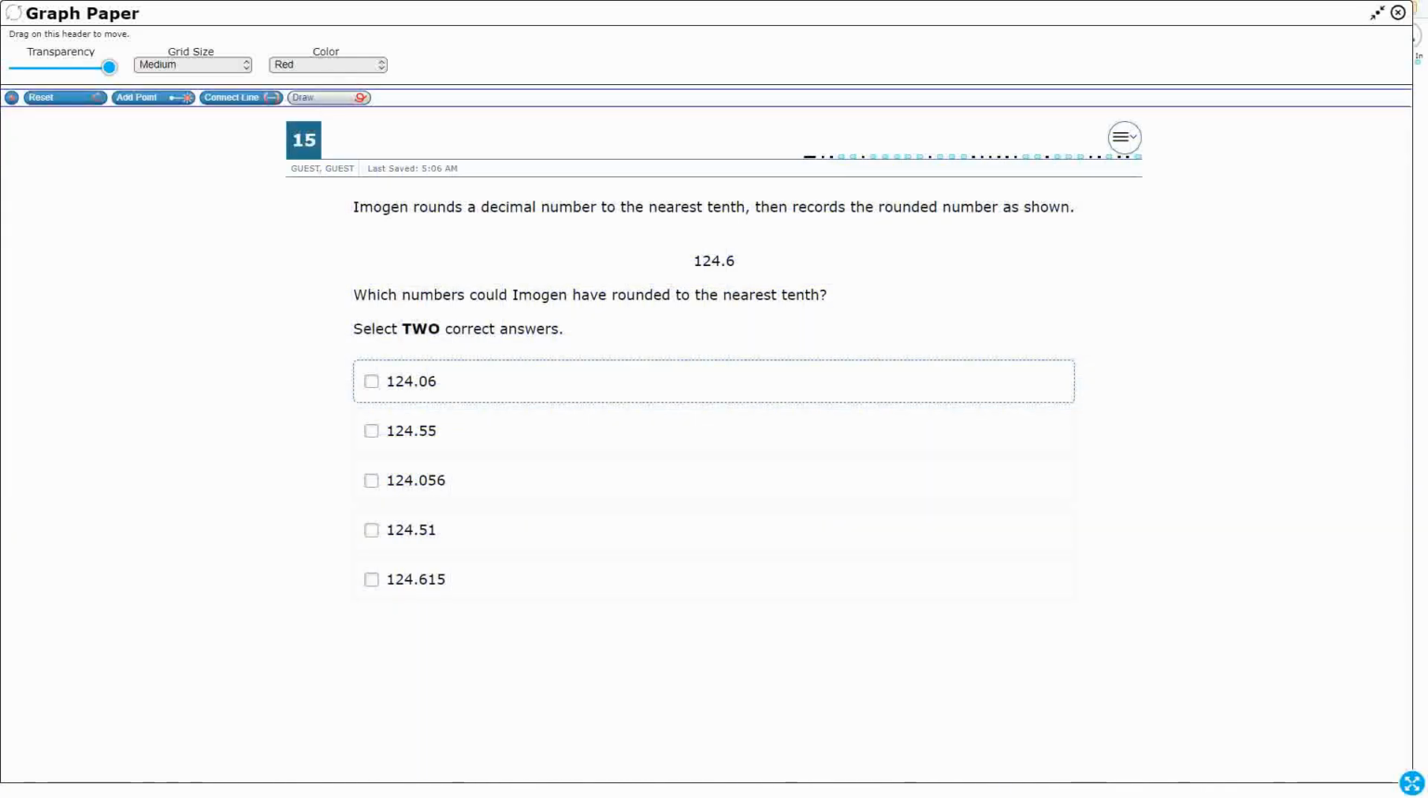So Imogene is rounding a decimal to the nearest tenth, and then this is what we get. So our answer to the nearest tenth is 124 and 6/10. So which two numbers could she have rounded to the nearest tenth? All right, so we are looking at these numbers, and let's look at the tenths place.